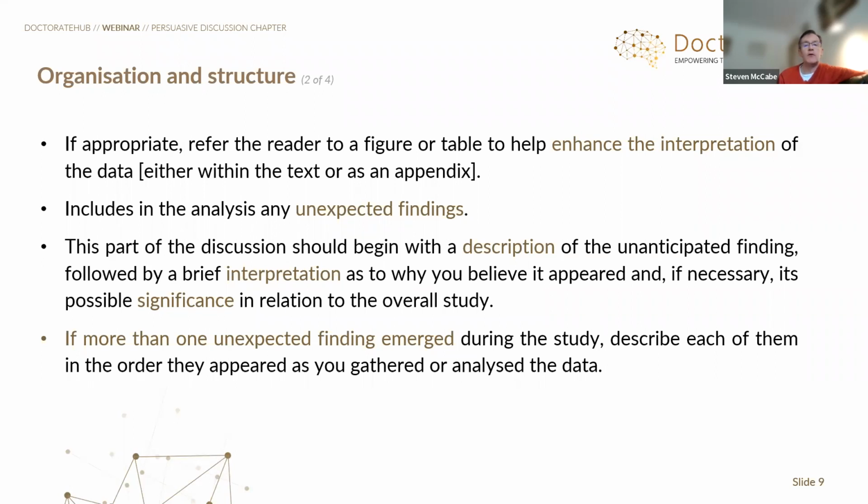The description should begin with a description of the unanticipated findings, followed by a brief interpretation as to why you believe it appeared, and if necessary, the possible significance in relation to the overall study. So, what does this tell you about what's going on, and why the interpretation is different to what you thought you might have found at the outset of the study.